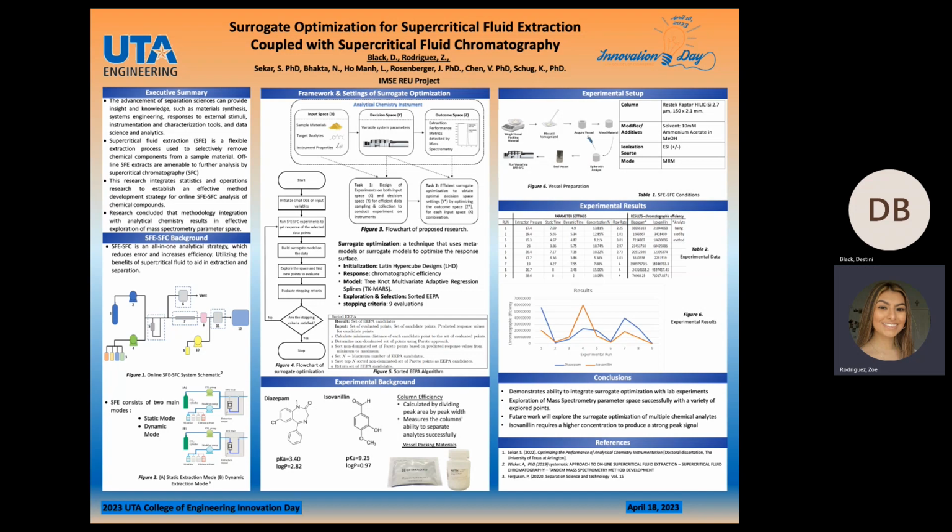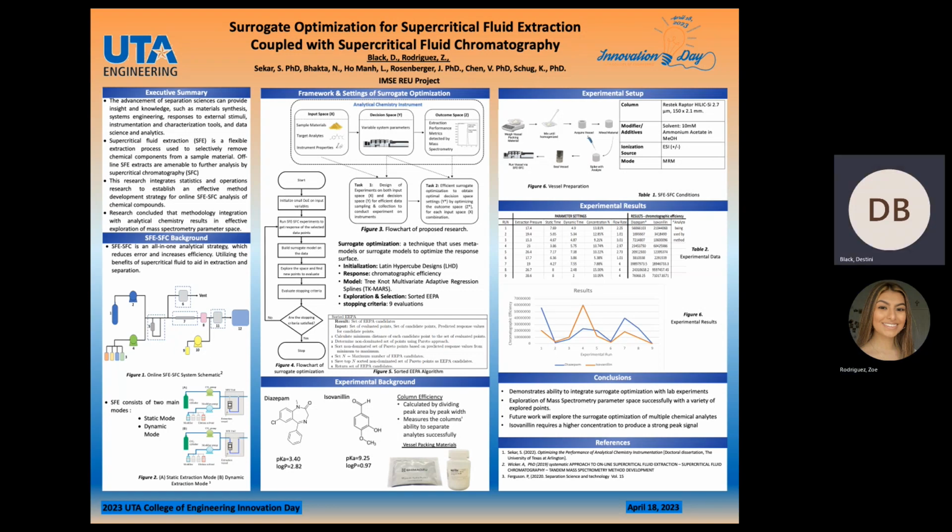Exploration and selection portion of the surrogate optimization is used in the form of sorted exploration exploitation Pareto approach, or sorted EPA for short, and sorted EPA is outlined in Figure 5 in more detail. The stopping criteria utilized in our surrogate optimization was 9 evaluations due to time constraint and experimentation complexity.